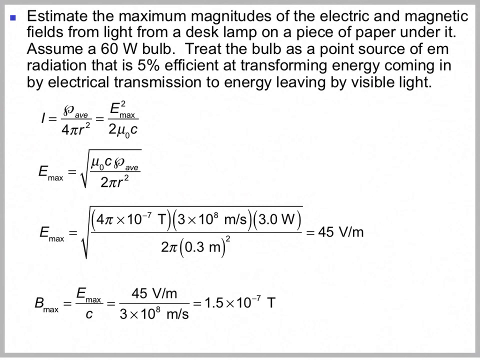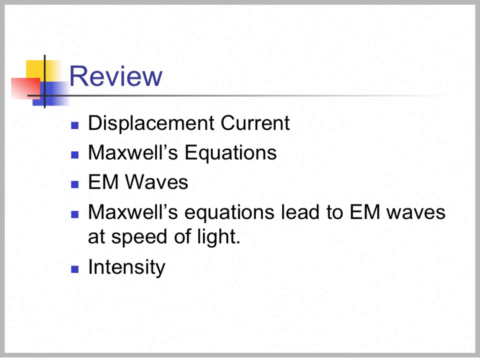So let's review what we talked about today. We started with displacement current and how displacement current is related to changing electric fields. And Maxwell used that to modify Ampere's law to get the Ampere-Maxwell law, and he came up with all 4 of these together, which we call Maxwell's equations, and they, together with the Lorentz force, are the basis for all electromagnetic theory. We went through electromagnetic waves and what they are, and how Maxwell's equations lead to electromagnetic waves at the speed of light. And we looked at how to derive the speed of a wave using Maxwell's equations. And lastly, we talked about intensity and Poynting vectors.